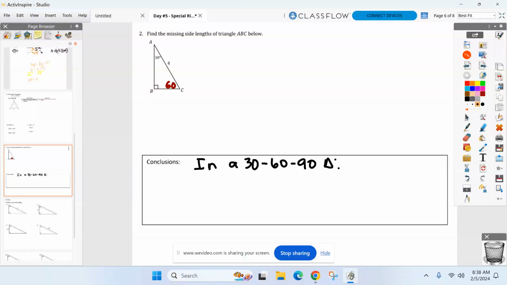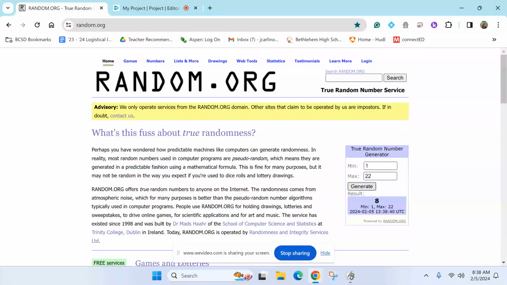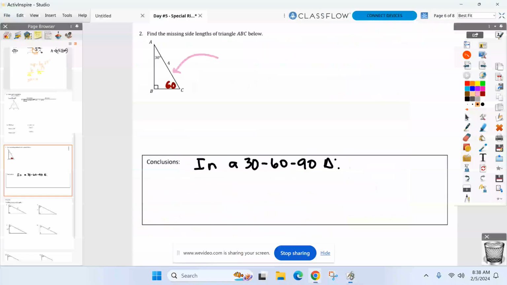All right, before we go to conclusions, I want to name the three sides. We had legs and hypotenuse on Friday. Well, guess what? This ain't going to change. The side across from the right angle is still called my hypotenuse. That's never changing. That's always the side across from the right angle.